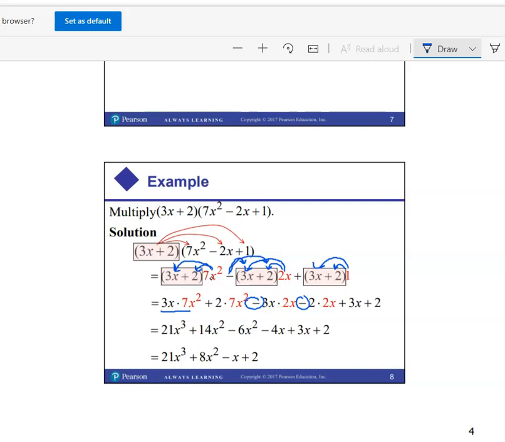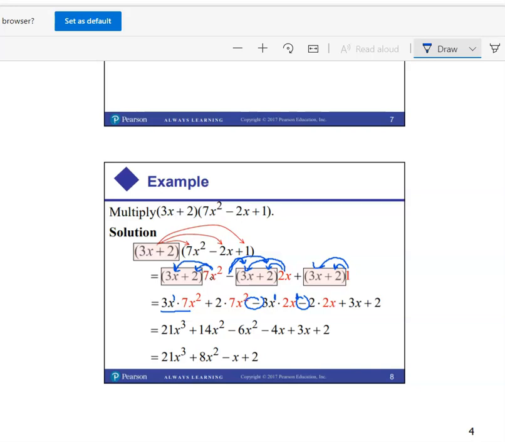So 7 times 3 is 21. X to the first and x squared, 1 plus 2 would give you 3. 2 times 7 is 14, and then we've got x squared. Here we've got a negative 3 times 2, which is negative 6. X times x, you would add the exponents. So this would be x squared.